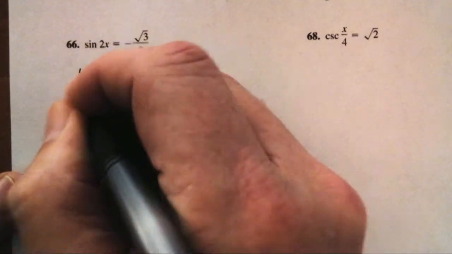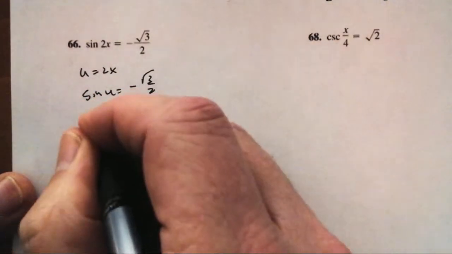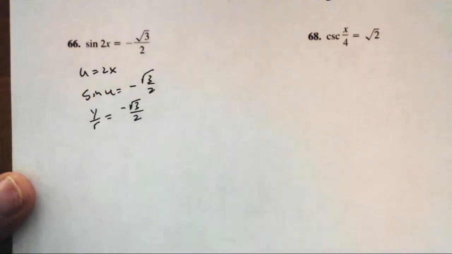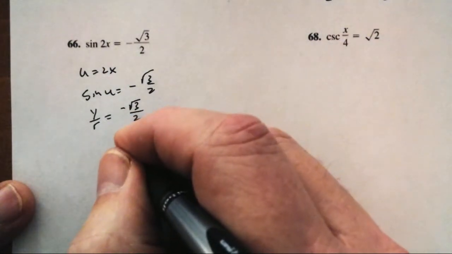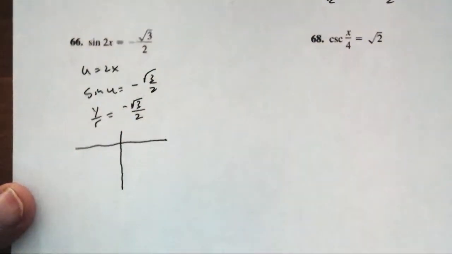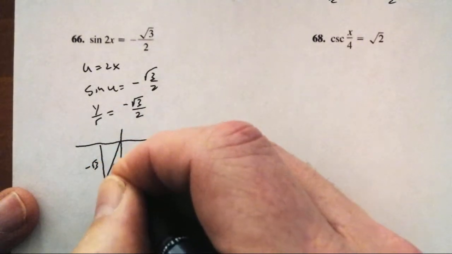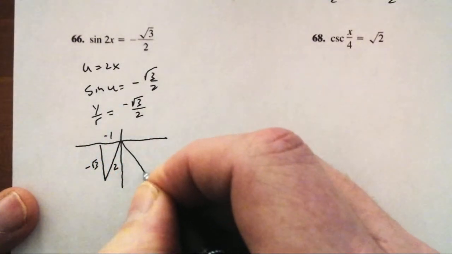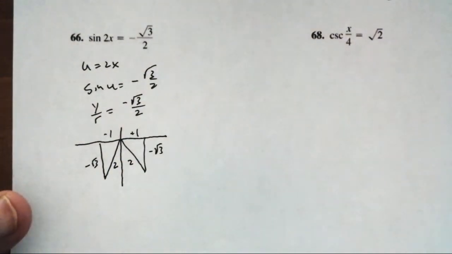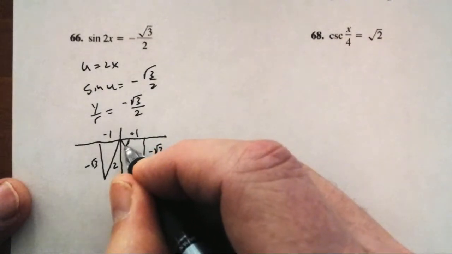U is 2x. I want to know when sine of u is negative square root of 3 on 2. That's when y on r is in ratio negative square root of 3 on 2. When does that happen? That happens when y is negative, in a 30, 60, 90. For instance, negative square root of 3 on 2, negative 1, or negative square root of 3 on 2 and positive 1.